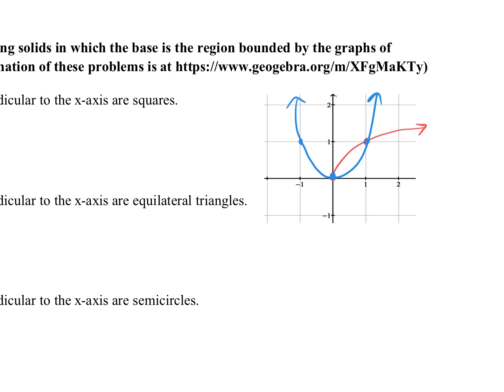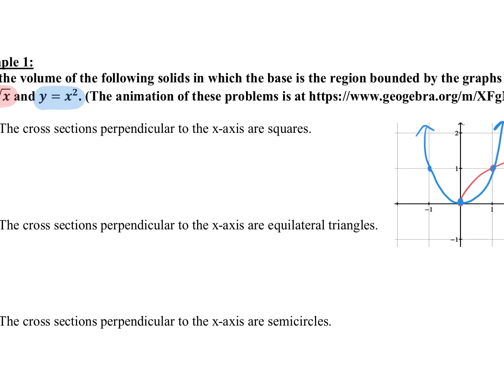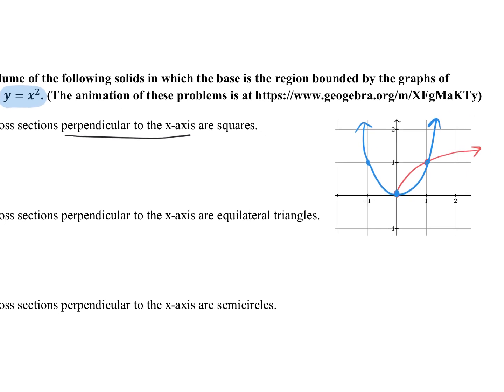But now what we're going to do in this 2D plane is add cross sections to create a solid and find the volume of that newfound solid by adding all of those cross sections of squares. Okay. And part A specifically says we're looking at perpendicular to the x-axis. So I'm finding vertical slices here.